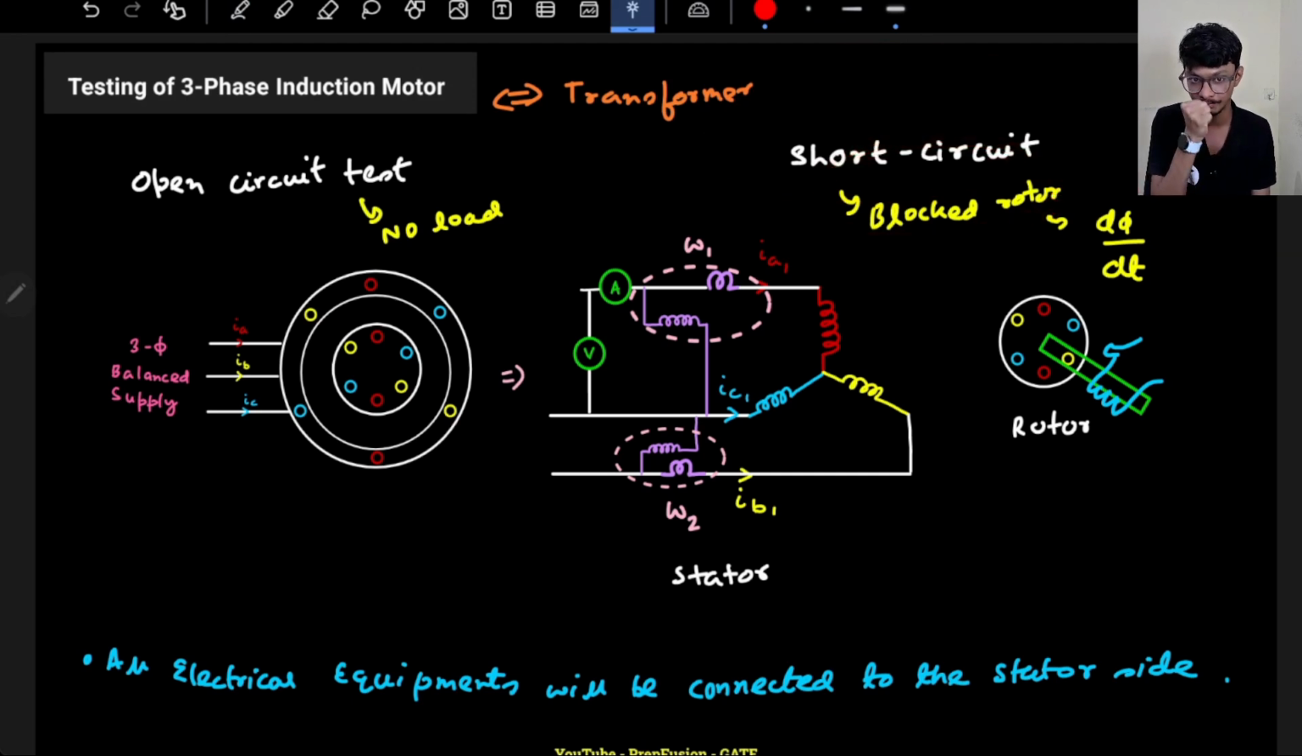We basically block the rotor. We do not let the rotor move. Okay, that's it. So that was the thing over here.